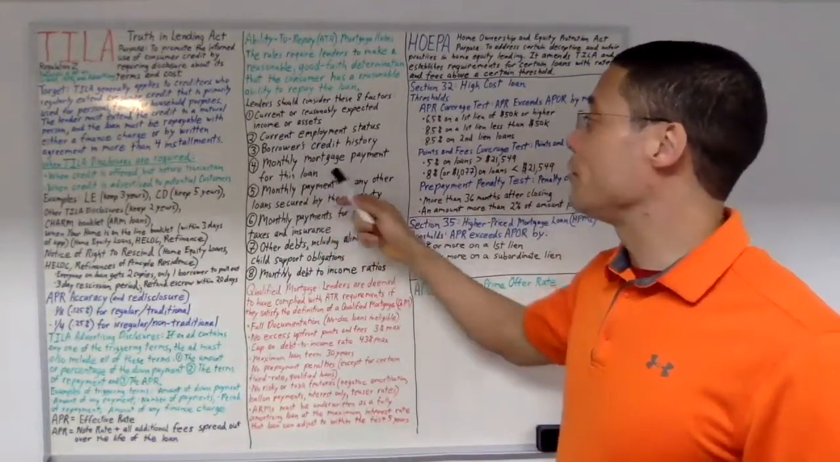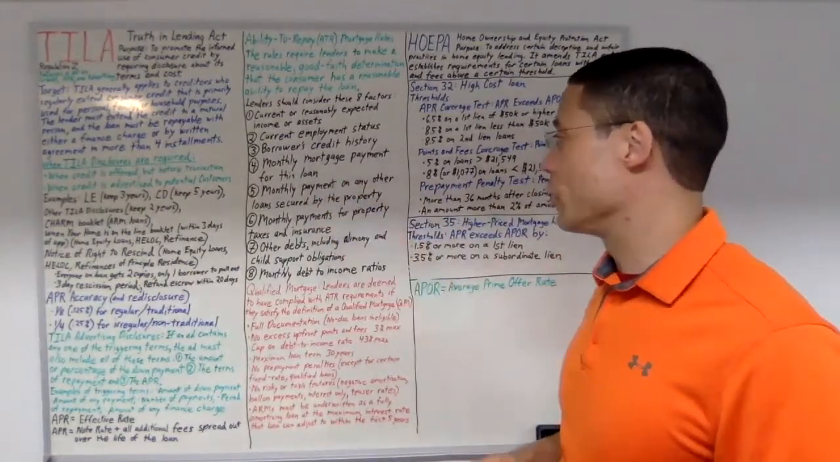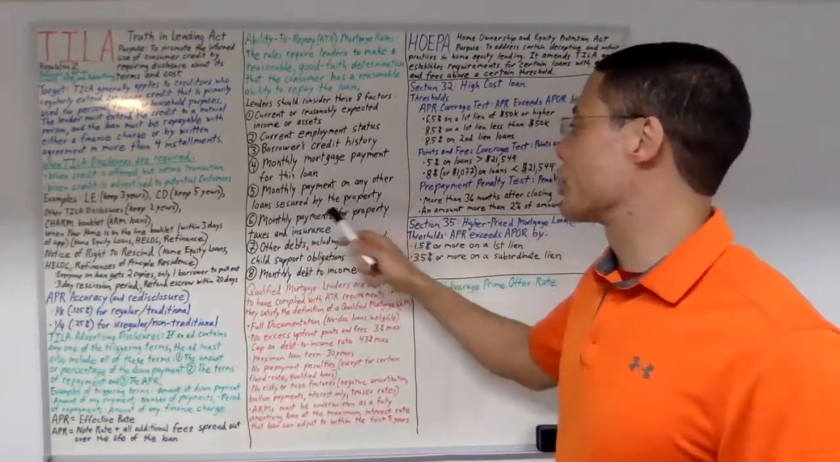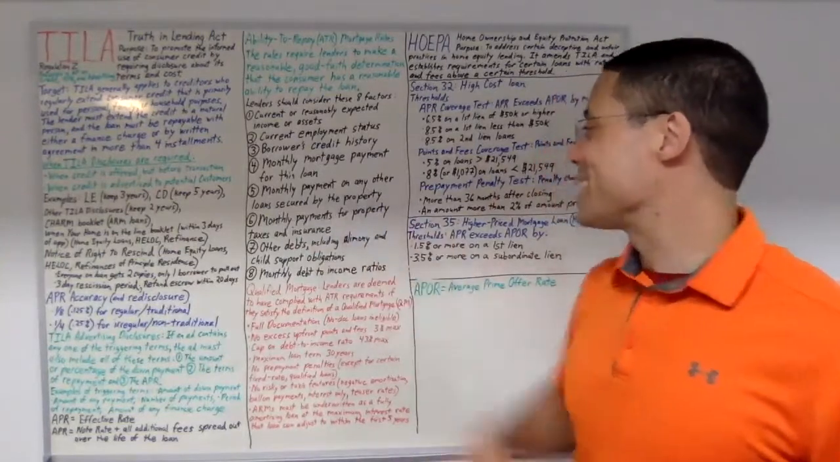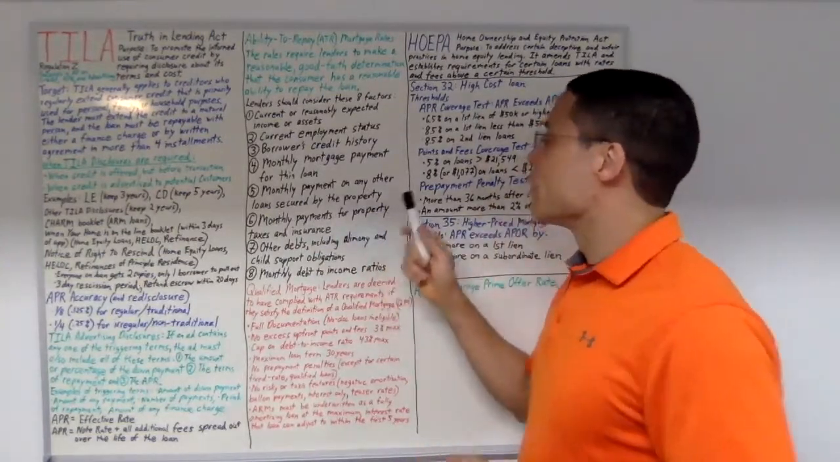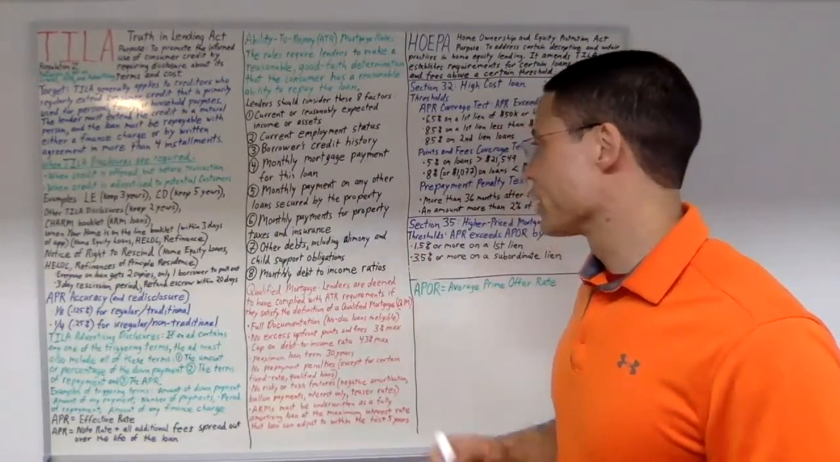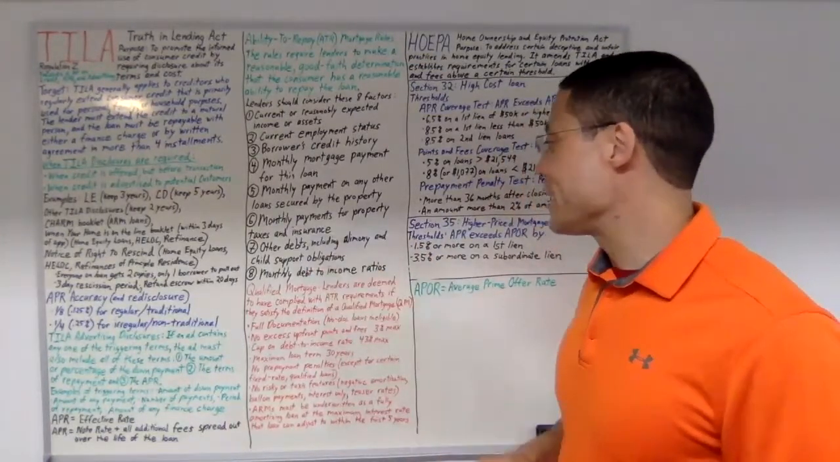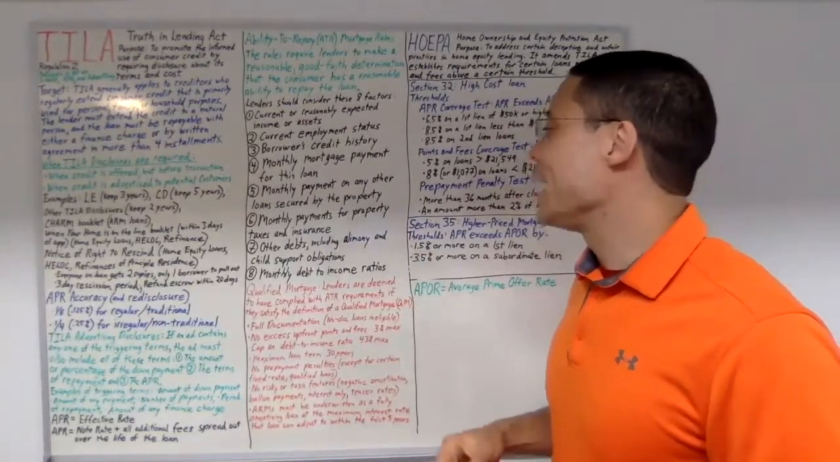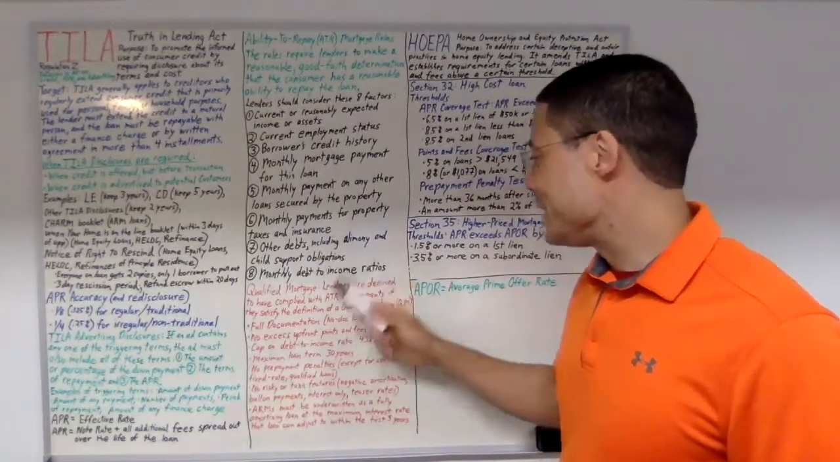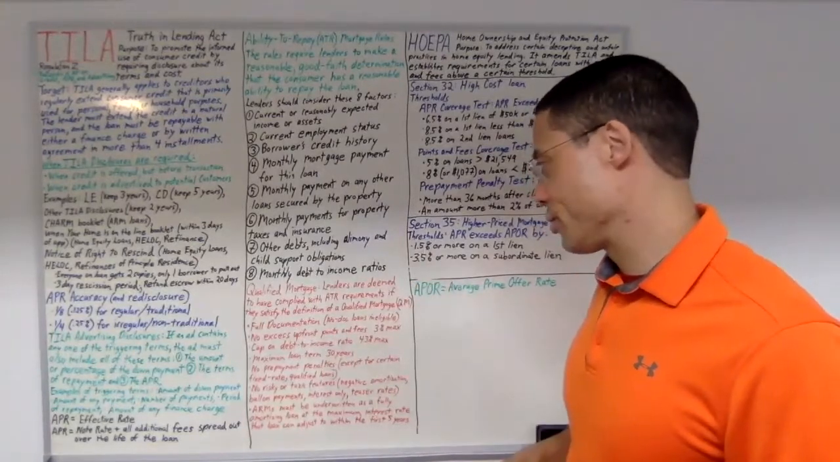Number 4, monthly mortgage payment for this loan. Number 5, monthly payment on any other loan secured by the property. Number 6, monthly payments for property taxes and insurance. Number 7, other debts, including alimony and child support obligations. And number 8, monthly debt to income ratios.